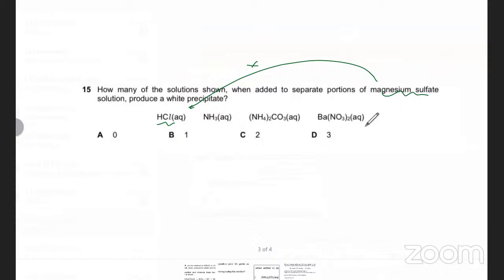What about magnesium sulfate with barium nitrate? Will they form something insoluble? Yeah, barium sulfate precipitate would be formed, right? What about magnesium sulfate with ammonium carbonate? Both of them are soluble. Will they form something insoluble? Magnesium carbonate. So they would form a precipitate of magnesium carbonate, because that is insoluble. What about ammonia? Will that form a precipitate?